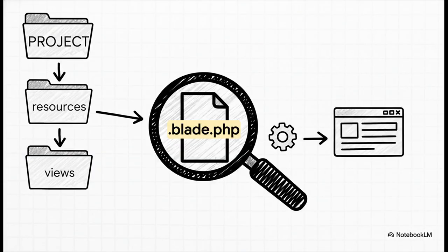So where do these magical files live? Well, in any standard Laravel project, you're going to find them inside the resources/views folder. And the key thing to look for is that .blade.php extension. That's not a mistake. That double extension is how you tell Laravel, hey, run this file through the Blade engine before you do anything else.